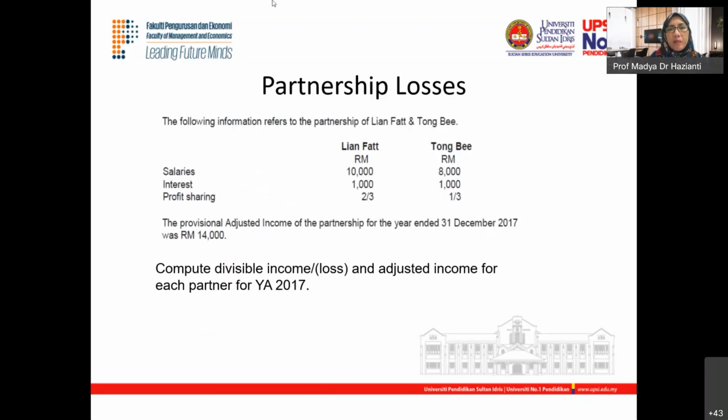Alright. Ini saya tambah, I don't think dalam slide you ada partnership loss. Tadi untung kan bulan bintang je. Now I give you partnership losses. Information refers to partnership of Dan Fat and Tong B, salaries, interest and profit sharing. Provisional adjusted income of the partnership for the year ended 31 December 2017 was 14,000. Okay, ni you are not given the profit before the profit and loss account. Saya terus bagi provisional adjusted income je, 14,000.